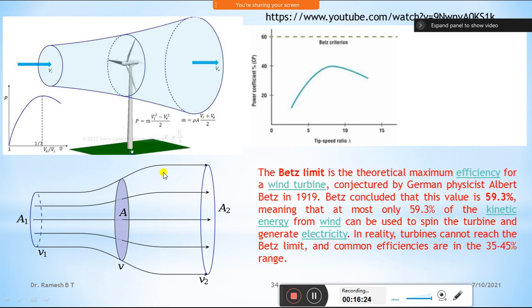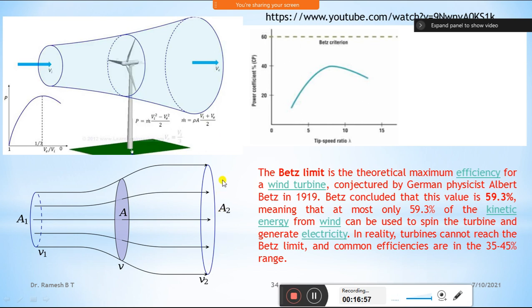In some books they consider S as the swept area, but in some books they take A. So here we can consider A as the swept area. Swept area means the total area of the rotor blades in which it is rotating. Observe this area, we consider it as A, and VA is the inflow of the air against the blades, and VE is the exit. After doing work, the air will exit. We can consider that as VE or V2.